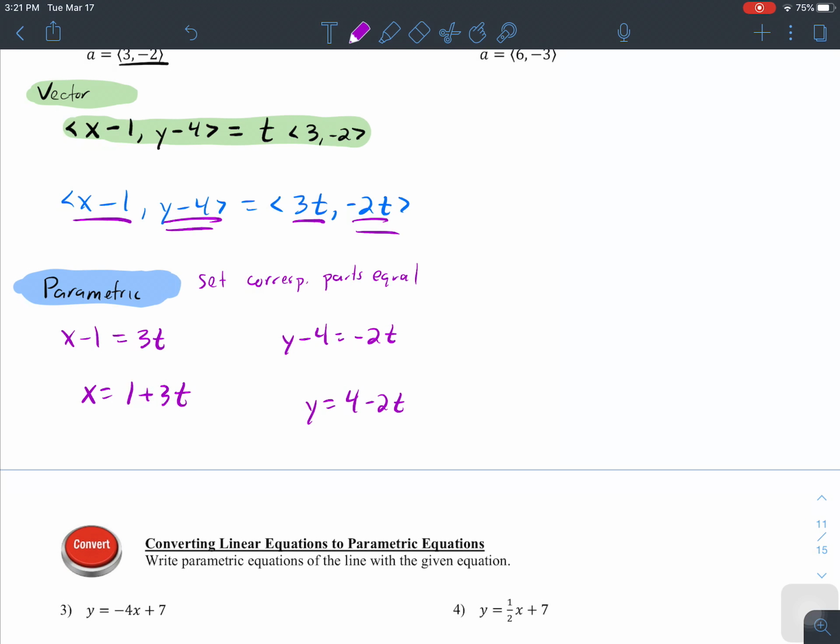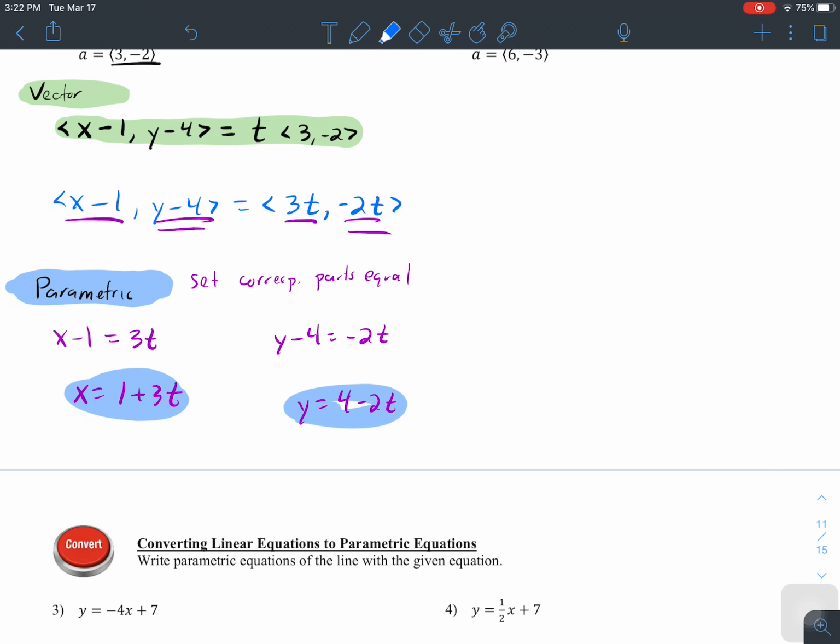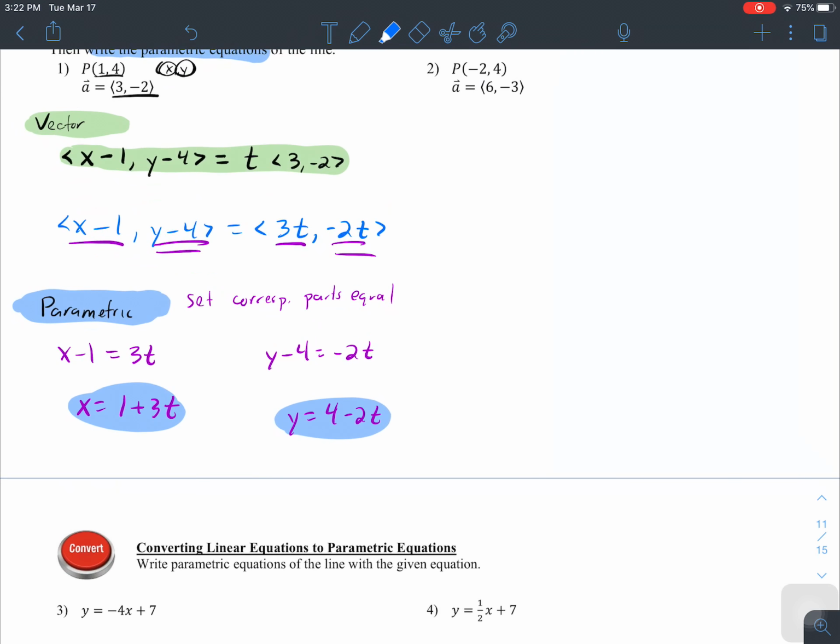And notice for parametric, our constant comes first. It's not the idea of mx plus b. It's your constant and then your time variable. And also notice it's a pair. There's one equation for the horizontal and there's one equation for the vertical. That is the parametric equations for this. We can take our vector equation, distribute the time, and then set the corresponding parts equal to each other to solve. So same idea for number 2.